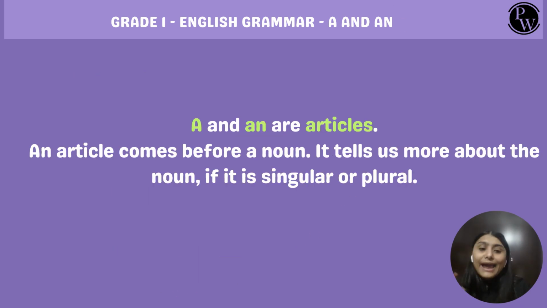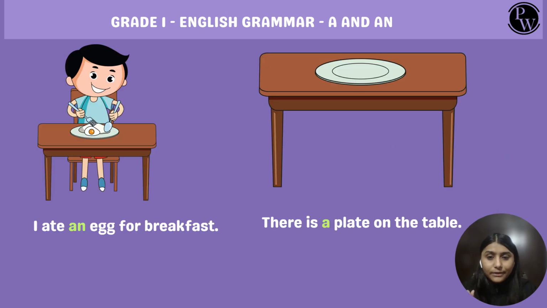Well, a and an are articles. Let's learn something about an article now. An article comes before a noun. It tells us more about the noun, whether it is singular or plural. For example, I ate an egg for breakfast. There is a plate on the table. Okay? An egg, one egg. A plate, one plate. Alright?